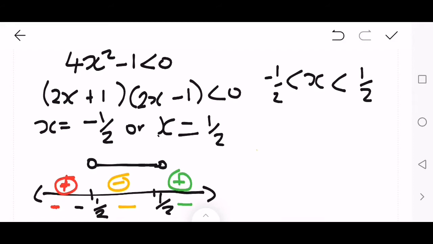Another way to represent it would be to say x is an element of, remember, the curved brackets indicate that the solution is not included. So x is an element of minus 1 over 2 to 1 over 2, in curved brackets. So that would be a solution.